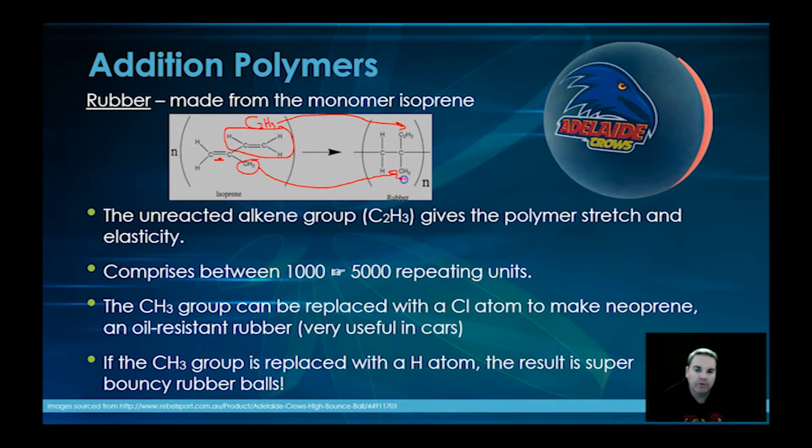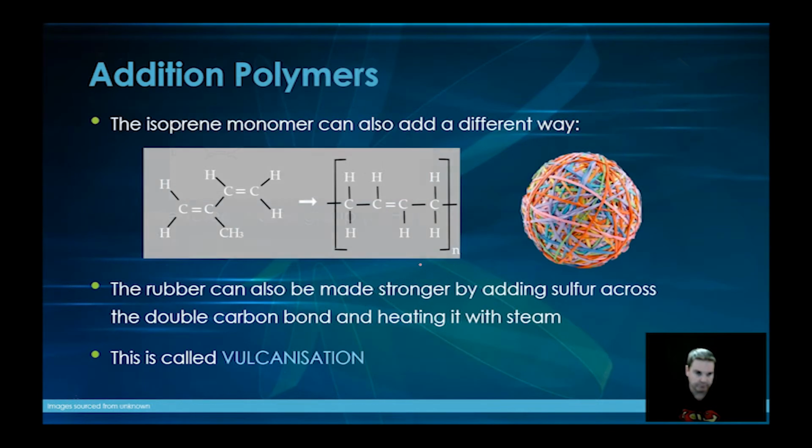If you replace that CH3 group up here with a chlorine atom, you make an oil-resistant rubber, which is what they'll use in cars for head gaskets. And if you replace that with a hydrogen atom, you get my personal favourite, super bouncy rubber balls. Okay, so very versatile monomer you can use here, isoprene, and when you change a couple of the side chain parts on it, you can make very different rubber, which is very, very useful.